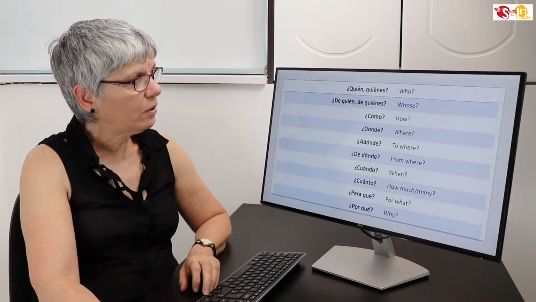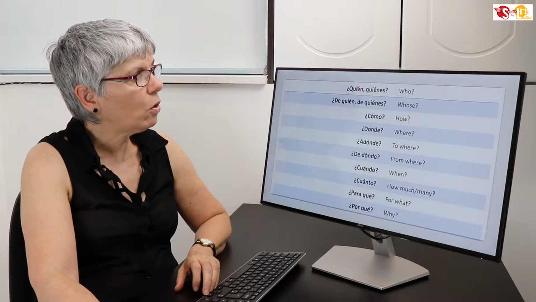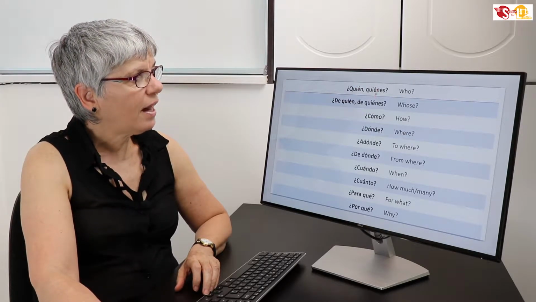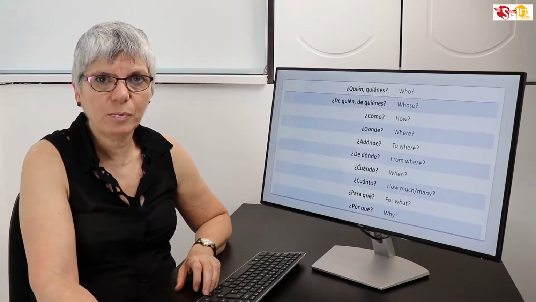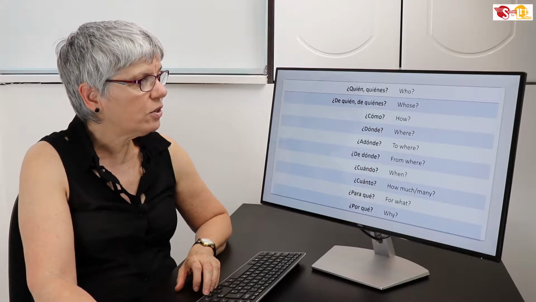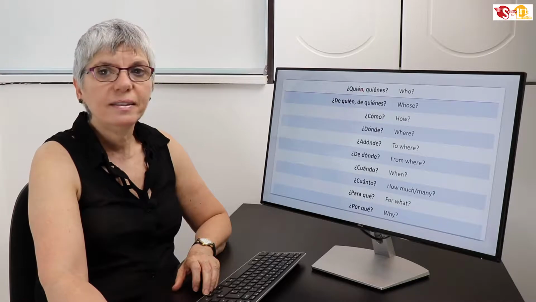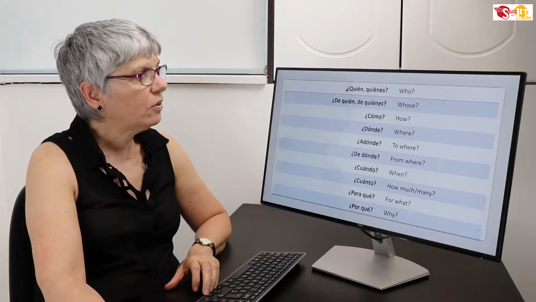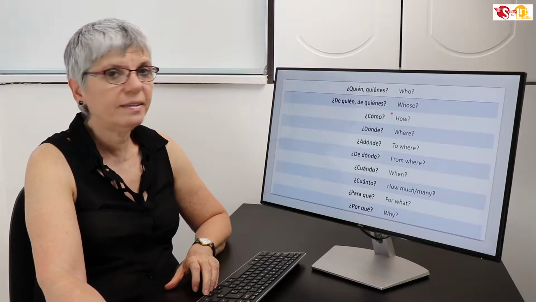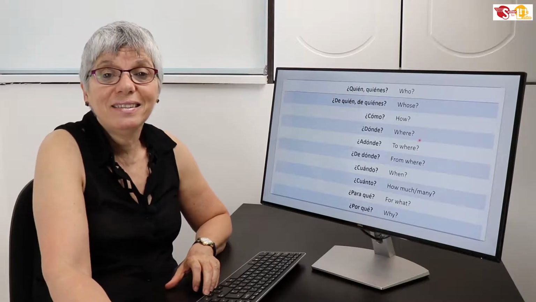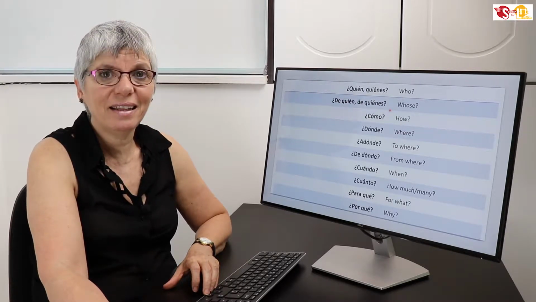Now, notice that when we are using these words to make a question, we always write an accent in all of them. This is mandatory in Spanish. When you are making a question, these words always carry an accent. And the other thing that is mandatory is to put the interrogative mark at the beginning and at the end of every single question. And it's the same with admiration marks. You have to put one at the beginning and another at the end.